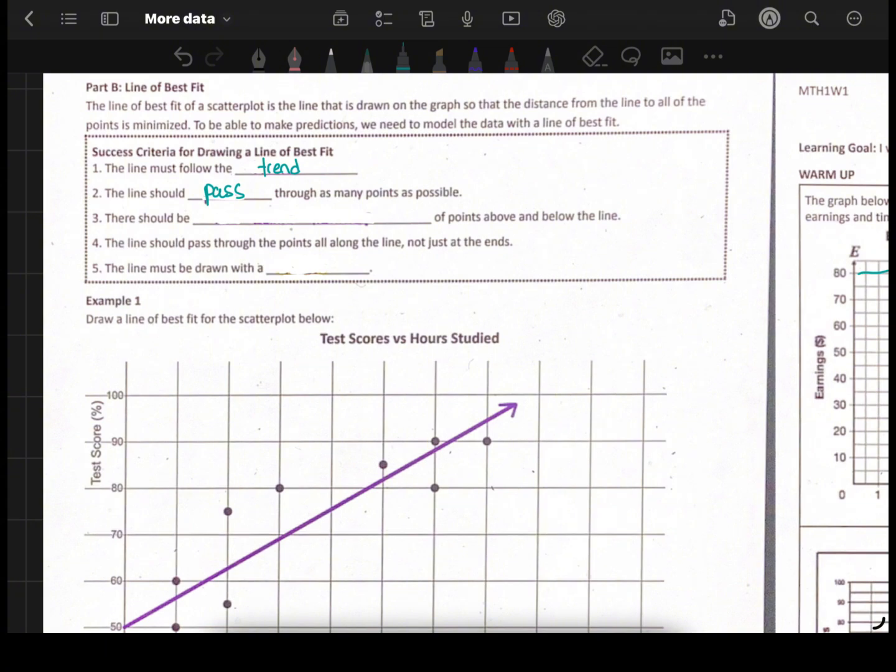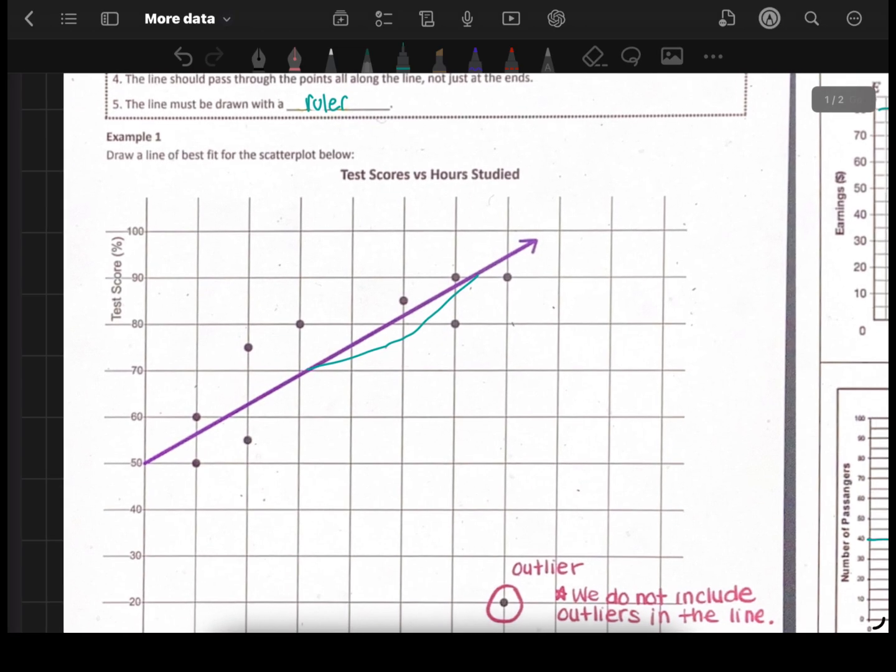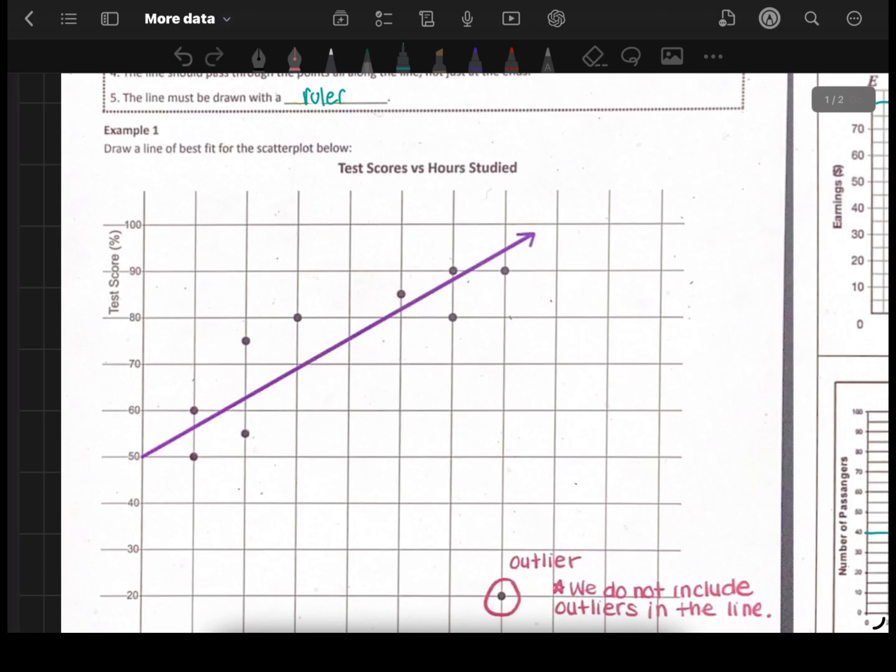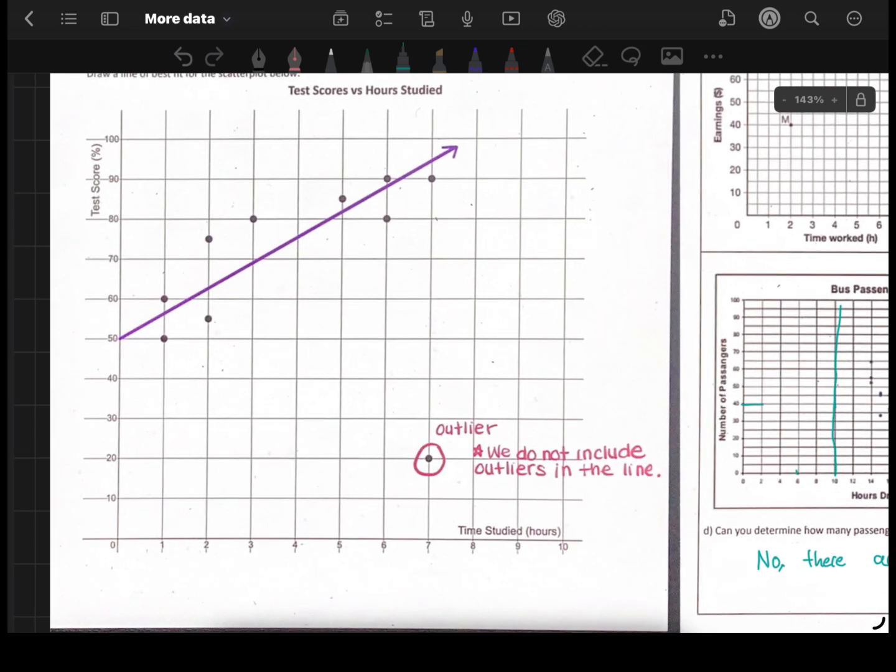There should be the same number of points above and below the line. The line should pass through the points all along the line, not just at the ends. And the line must be drawn with a ruler. That's specifically important because little tiny imperfections could completely change the result, and we need to be as precise as possible. Here you have an outlier that we've already talked about from before.